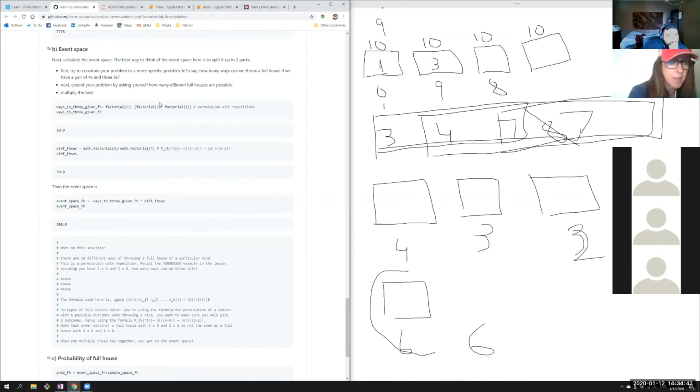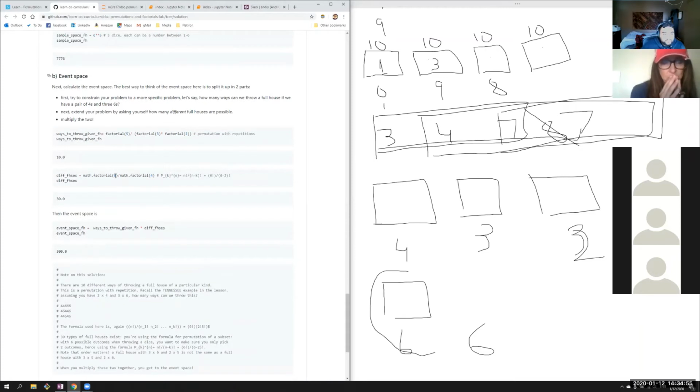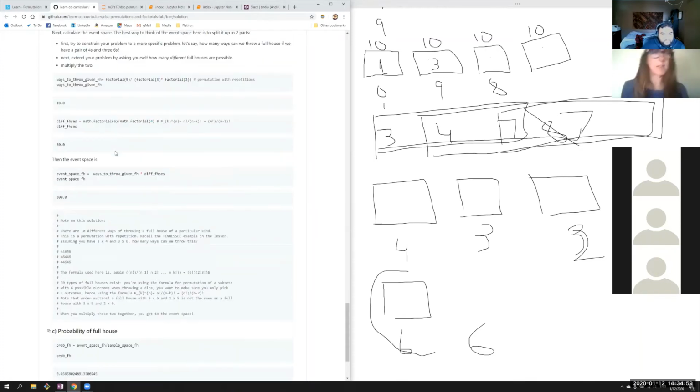And so the different full houses is factorial 6, because that's 6 dice, right? I think it might be drawing from a different... I think that's six possible outcomes. I mean, 6 sides? Yeah. Okay. And then why is it 4?